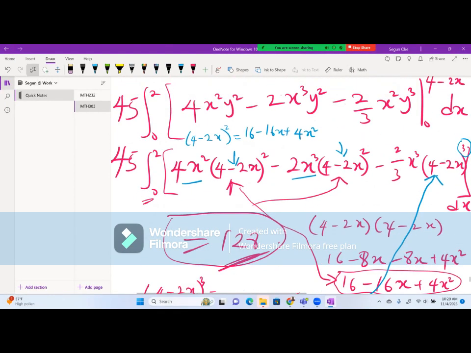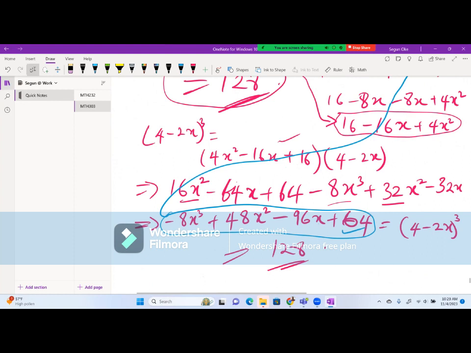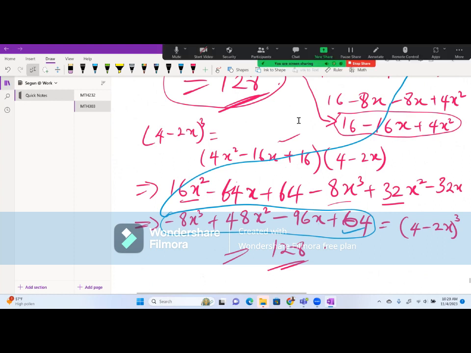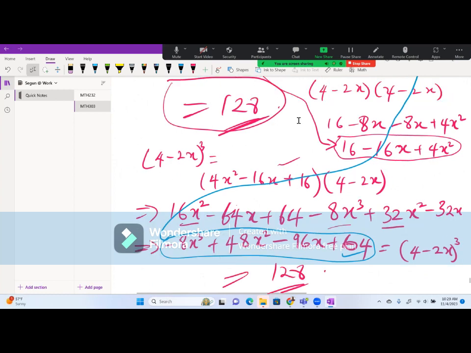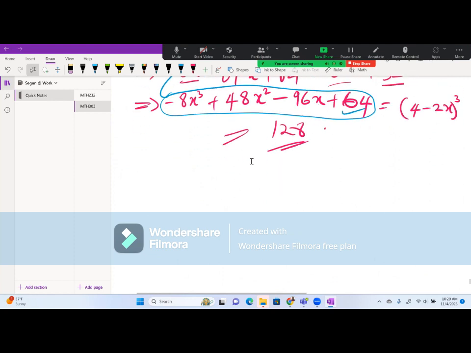Can someone just write this one down? Write this down and write this one down too. Can you write it down? Or do you have it in your notes? Are we there? Okay, let's move on. Are we there?